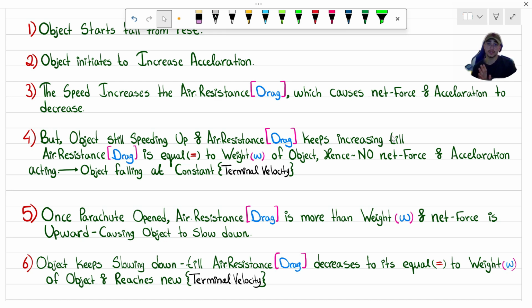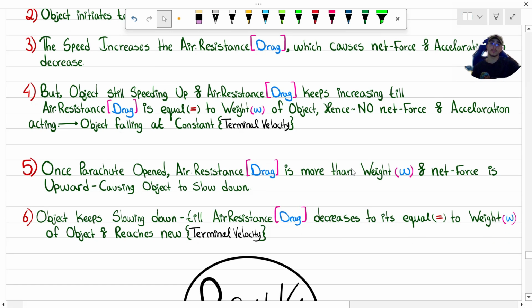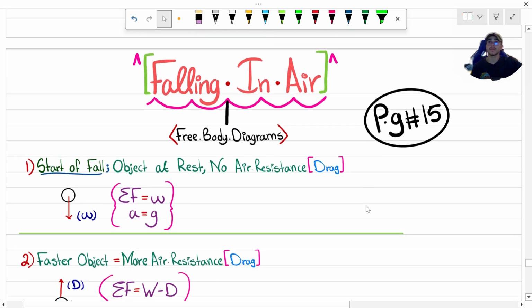Now he's going to open the parachute. Once he opens his parachute, the air resistance is much more than the weight of the object. So now the net force is upwards, and the object will slow down. This is why when you open a parachute, you slow down till the air resistance comes down and equals the weight once again, and the object will reach a new terminal velocity.